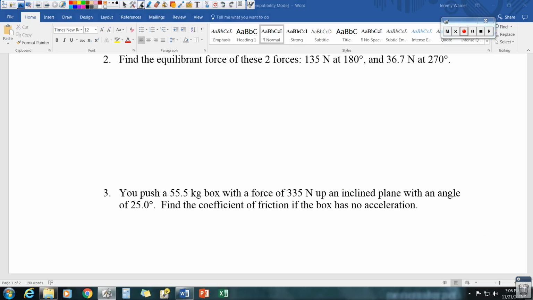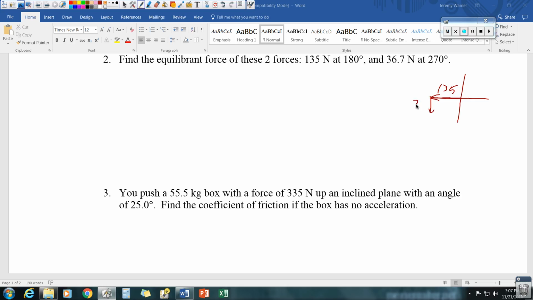Question 2. Now you need to find equilibrant forces here. So we start with basically our quadrant here. And we are going to do the horizontal first. So basically we're going to come 180 this way. And that's going to represent 135. So this is 135. And 270 means straight down. So 270 degrees is that way.